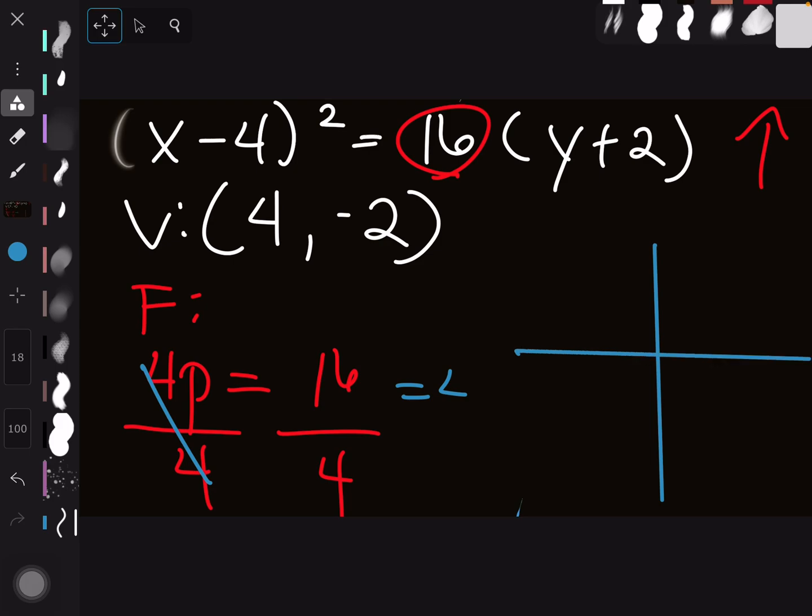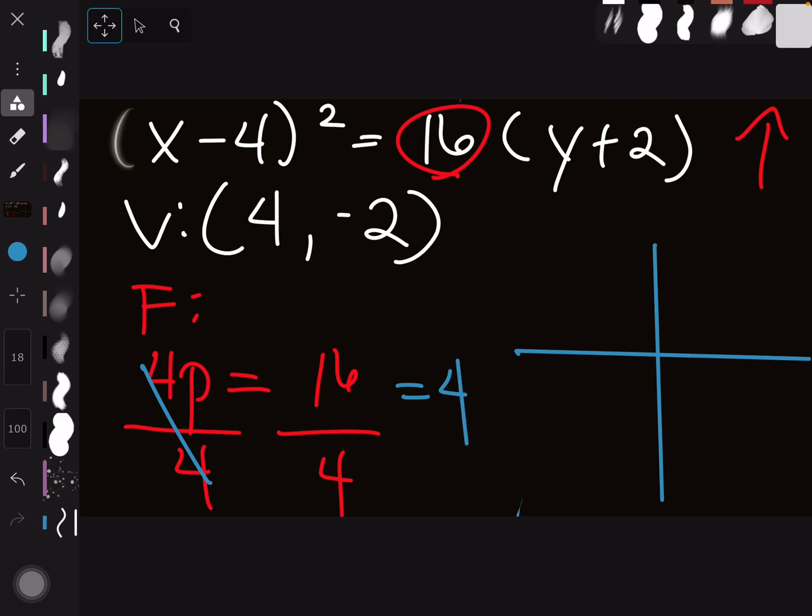Remember, when your parabola opens upward, the focus is above the vertex. Downward, the focus is below the vertex. Leftward, the focus is further left of the vertex, and rightward, the focus is further right of the vertex. Whereas the directrix, if your parabola opens up, is below the vertex. Down, it is above the vertex. Left, it is at the right of the vertex. And right, it is at the left of the vertex. Take note of that.